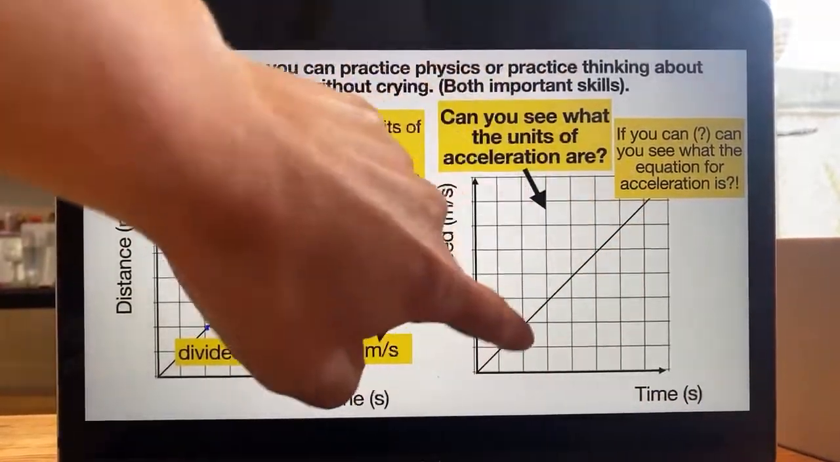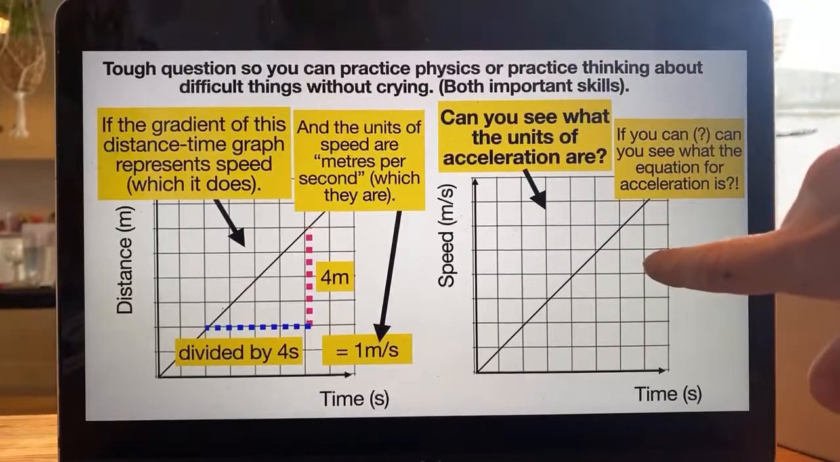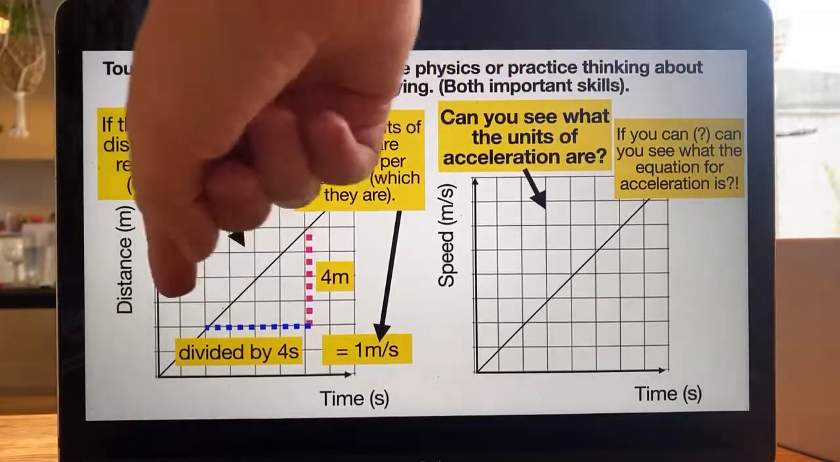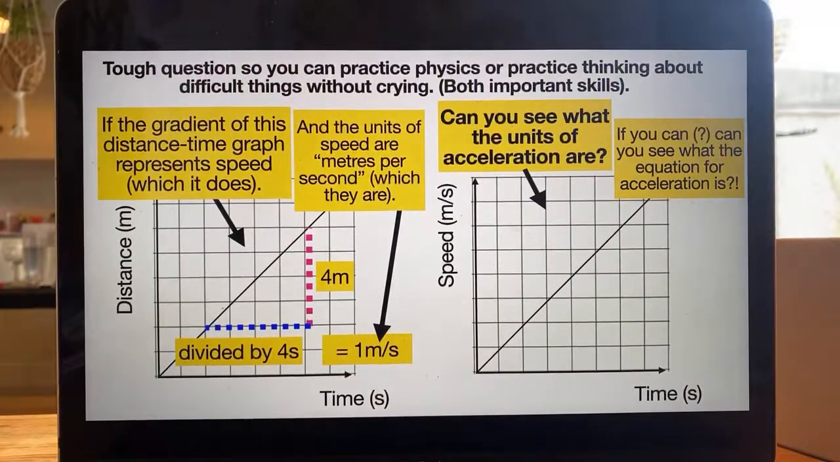We know that the gradient of this graph tells us the acceleration, okay? The gradient of this graph tells us the speed. The gradient of this graph here tells us acceleration. Straight line means constant acceleration. So what are the units of acceleration? And what is the equation for acceleration?